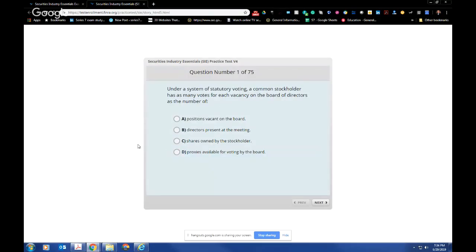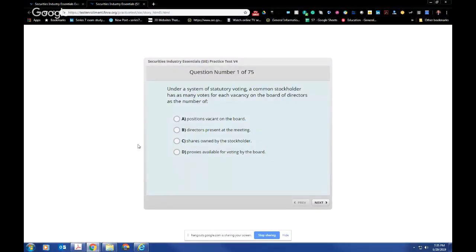Okay, I think we got some of these already, but we'll go through them again. Under a system of statutory voting, a common stockholder has as many votes for each vacancy on the board of directors as the number of, okay. So remember this. Statutory voting, you get 1 vote per share per board seat. You got to use them that way. Or not use them, but you lose them.